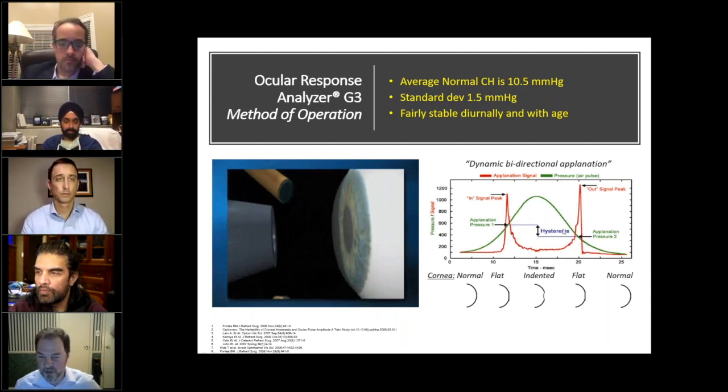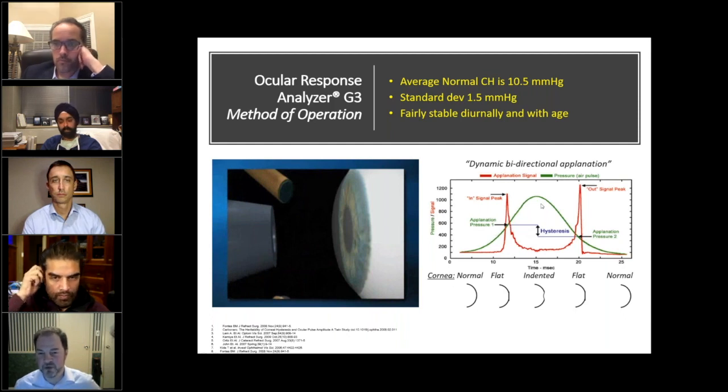The offset between the two pressure values that we obtain at those two applanation events is the hysteresis. If the cornea behaved like a spring, there would be no hysteresis, and the cornea would flatten at the same point in time or at the same pressure on the way in and the way out. The offset is a result of the cornea resisting deformation.